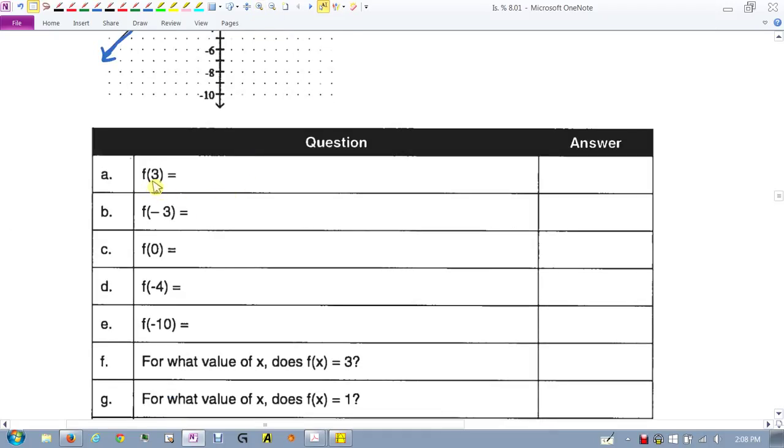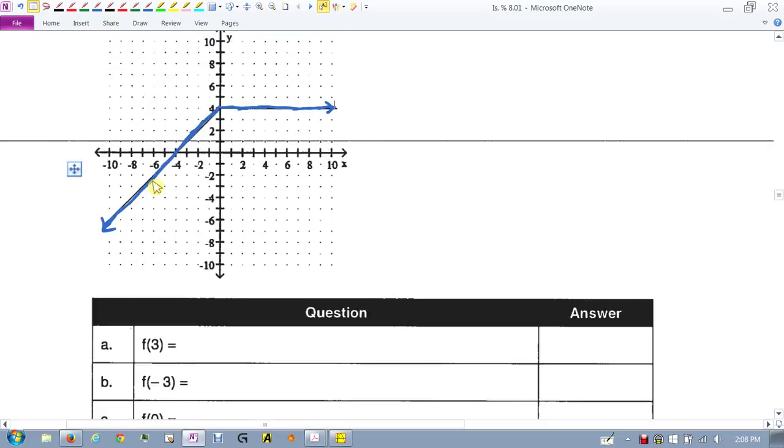What is f of 3? So what am I going to do? Go to 3 on the x-axis, 1, 2, 3, and then go up and find the y value that's on that blue graph. So what's the y value there? 4. Looks like it's over here at 4. So that's how high that point is. So the first one would be 4. Question?